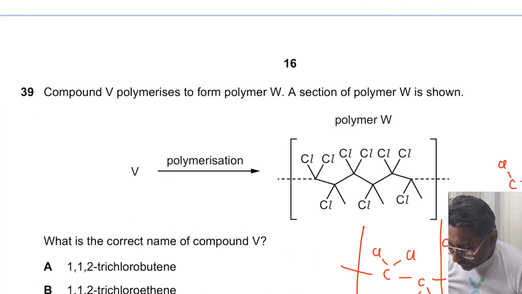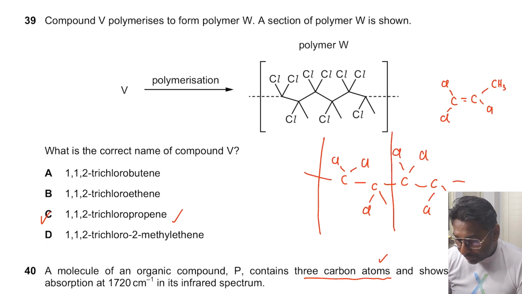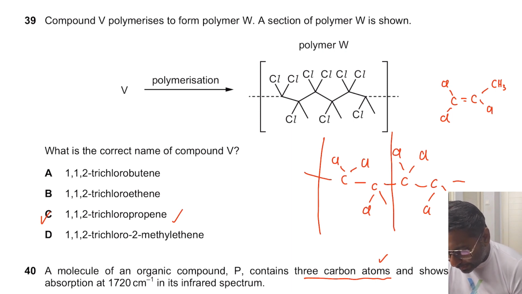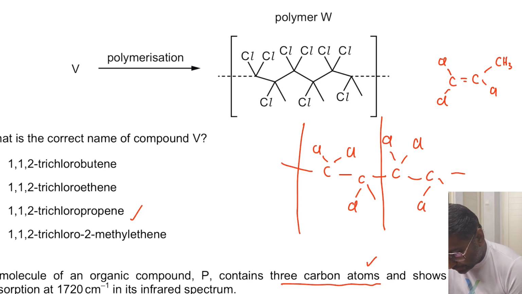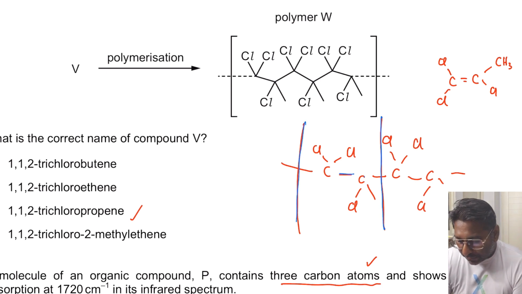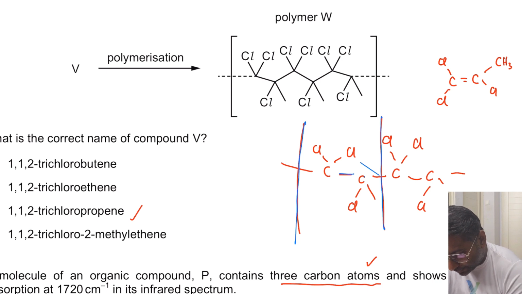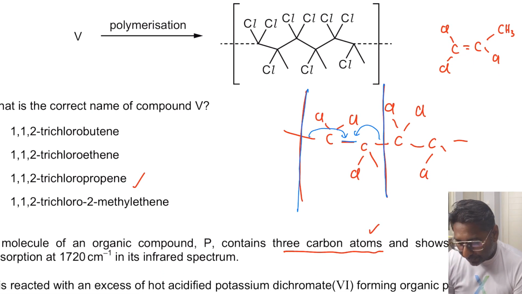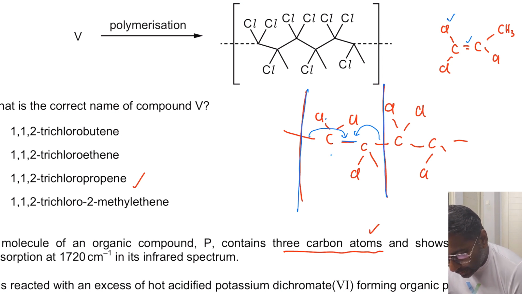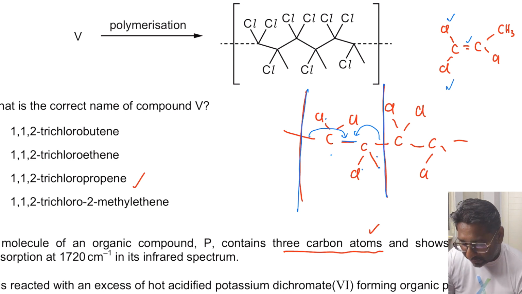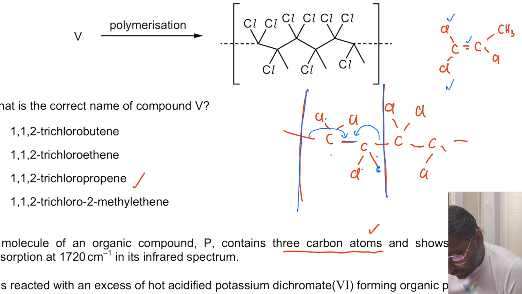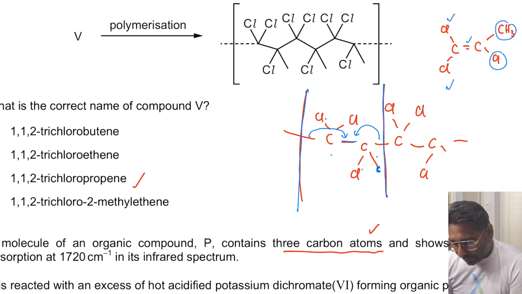39. Compound V polymerizes to form polymer W. A section of polymer W is shown. When I see this section, Cl, Cl, then you have C, Cl like this, and then it repeats again. So I just put this is the repeating pattern. If it is a repeating pattern, this arm folds back, this arm folds back to form the double bond. So you get a double bond, Cl, Cl, one up and one down, and then CH3 and then Cl. So this is going to be the monomer.